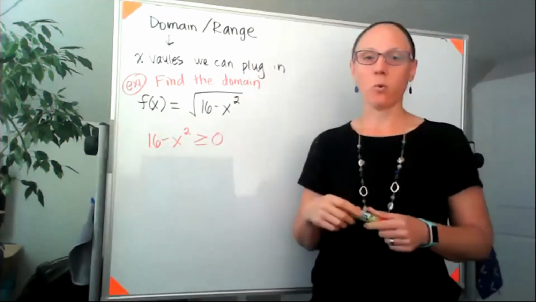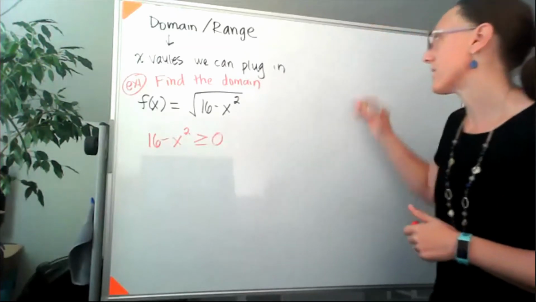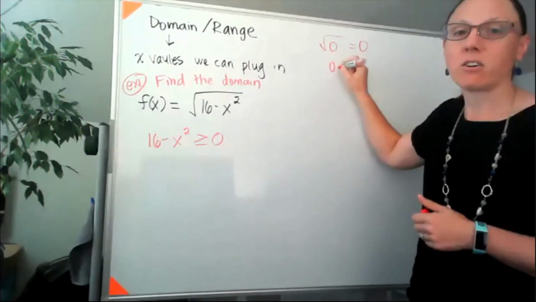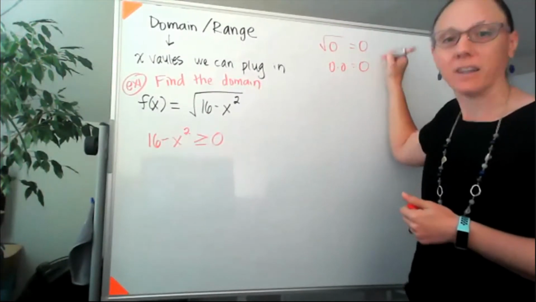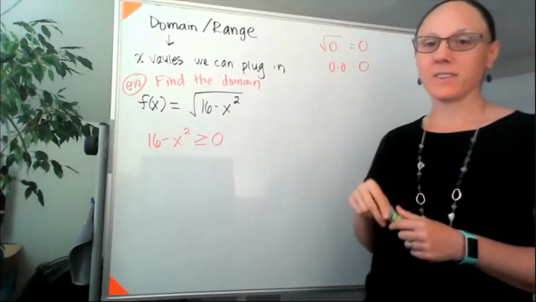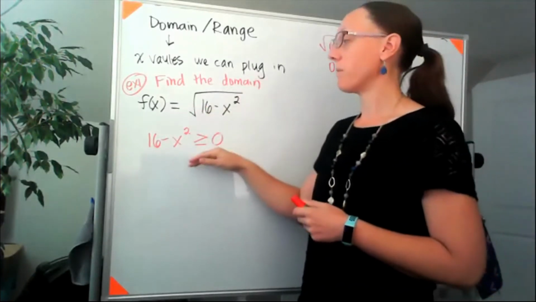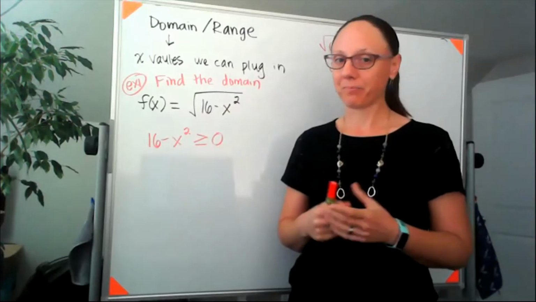Now I'm including the or equal to because the square root of 0 is 0. If I take 0 times 0, I get 0 back. So the square root of 0 is 0, and since we're thinking about domain with square roots, I'm going to want to include that 0.